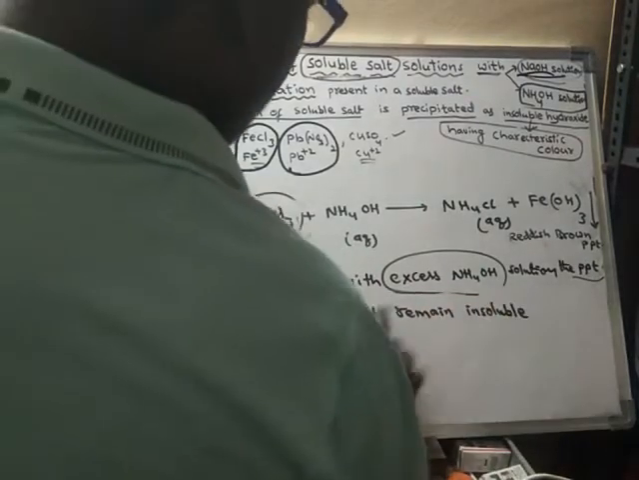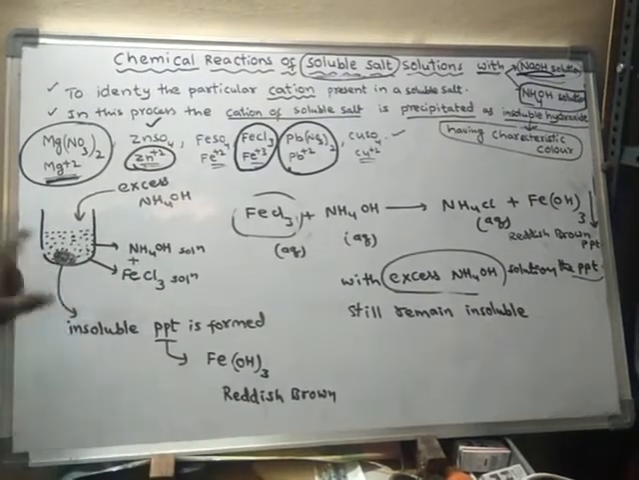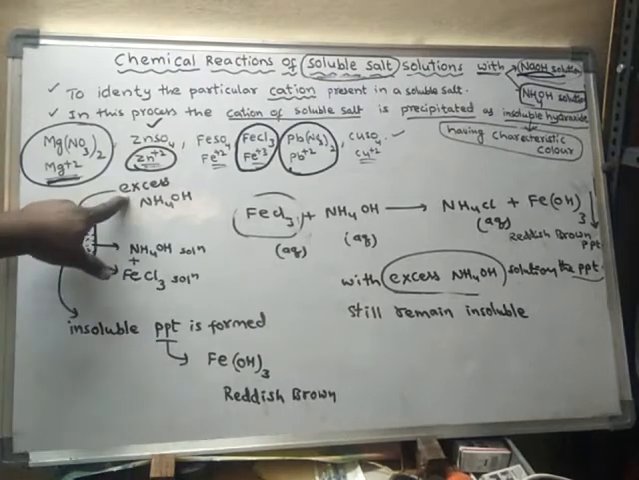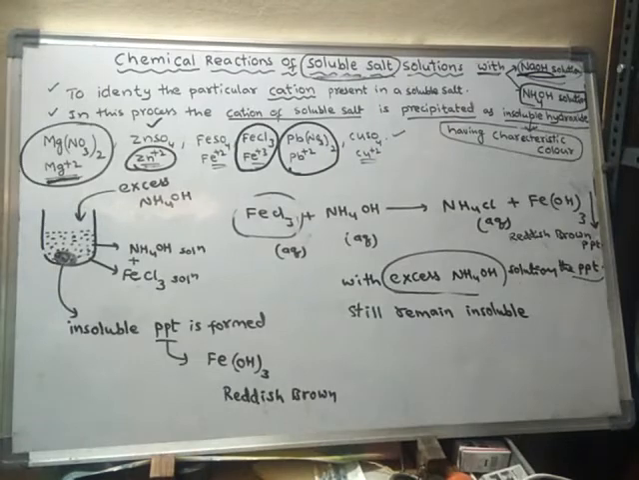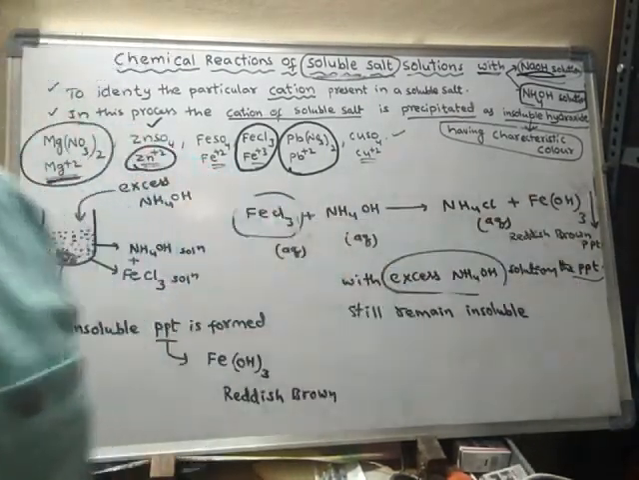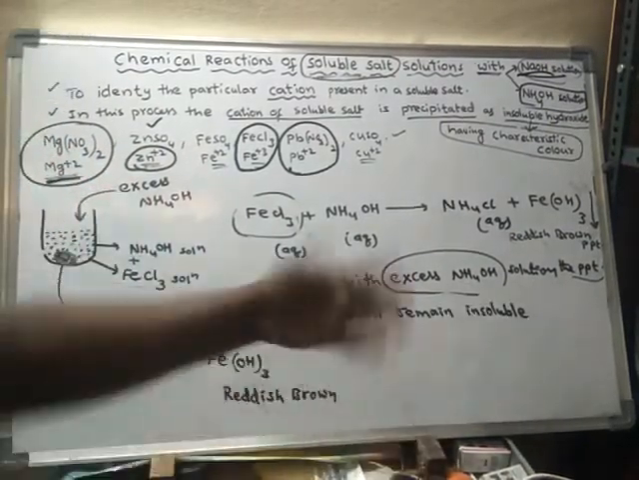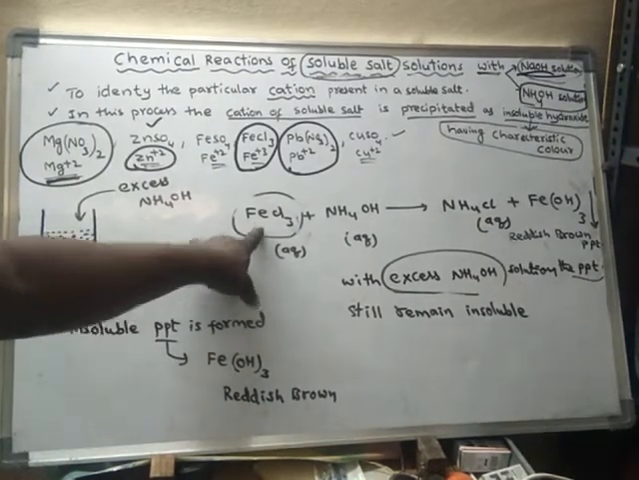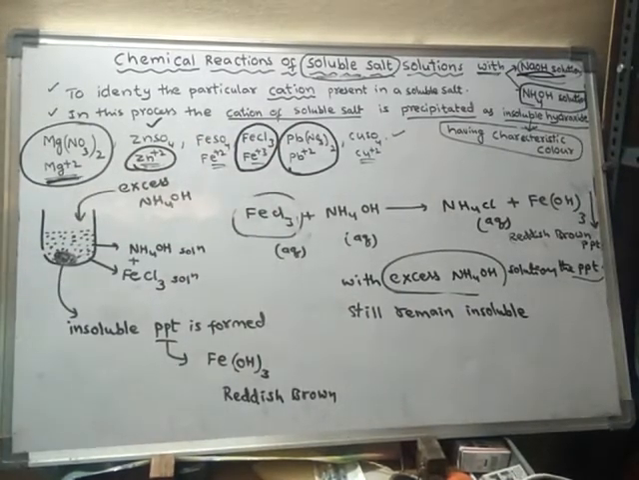The precipitate still remains insoluble. It still remains as a reddish brown precipitate. Even after addition of excess ammonium hydroxide, the precipitate is not soluble. So from this it is understood that the precipitate formed is reddish brown and still remains insoluble, and the given salt contains a ferric ion, Fe+3 ion. Like this we can easily identify.